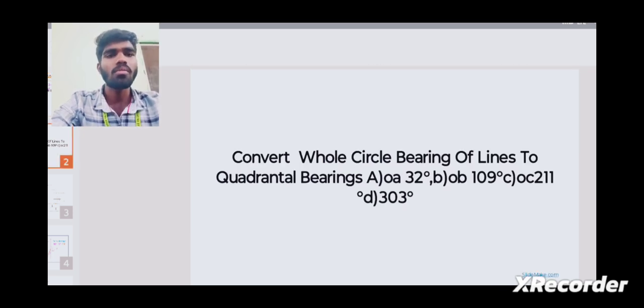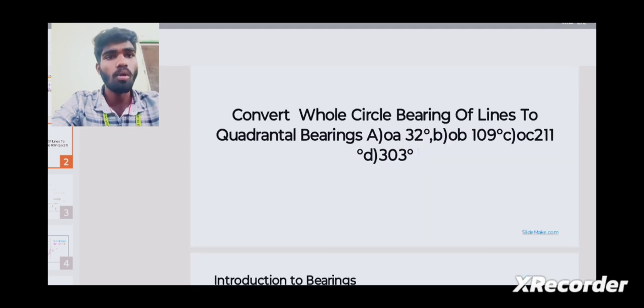Now we are discussing converting whole circle bearing of lines to quadrantal bearings. The question is: convert whole circle bearing of lines to quadrantal bearings. A. OA 32 degrees, B. OB 109 degrees, C. OC 211 degrees, D. OD 303 degrees. And we are going to see how to solve the problem.